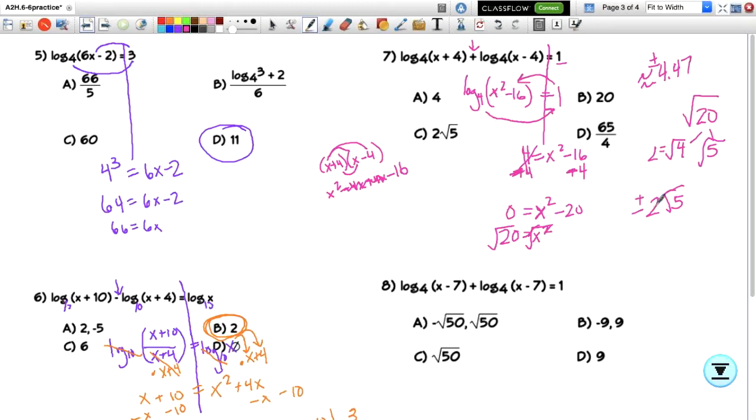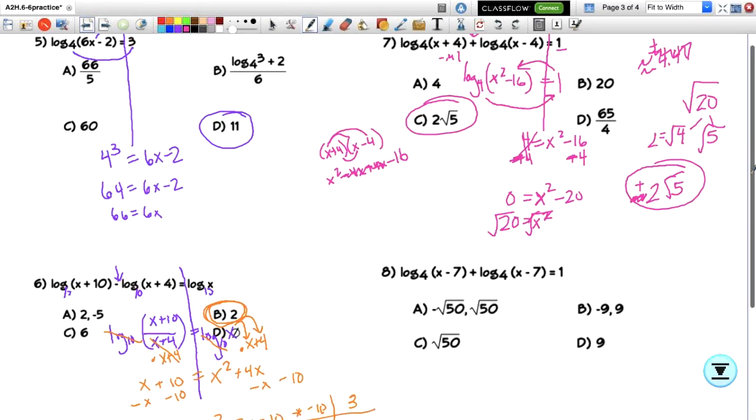So positive 2 root 5 is good to go. Now I need to check the negative 2 root 5. So that means it's going to be the negative 4.47. Well, negative 4.47 and a positive 4 is going to be negative 0.47. Can't have it, which means the negative version of each of these will not work. And our answer is positive 2 root 5. And there we go.